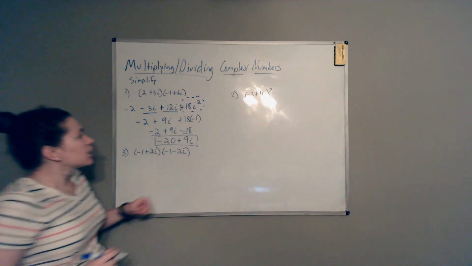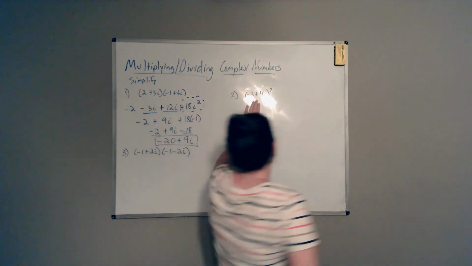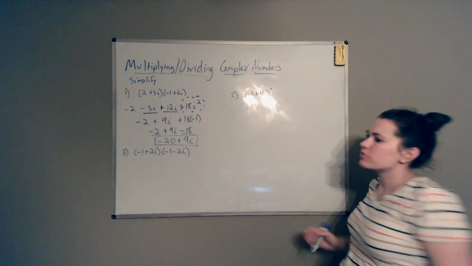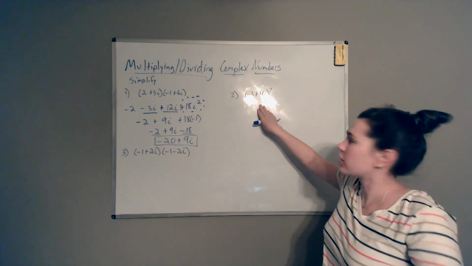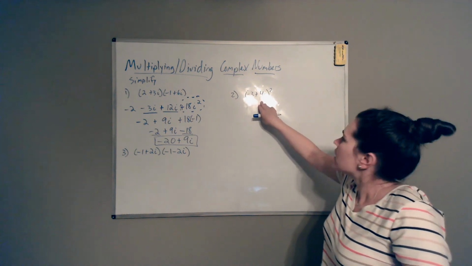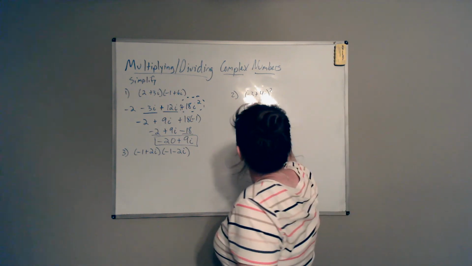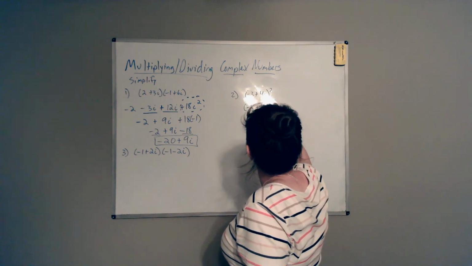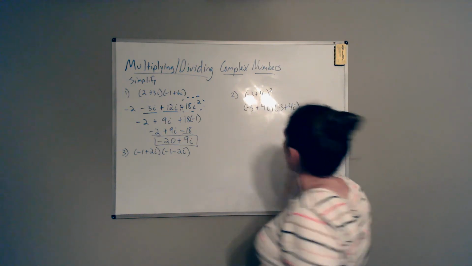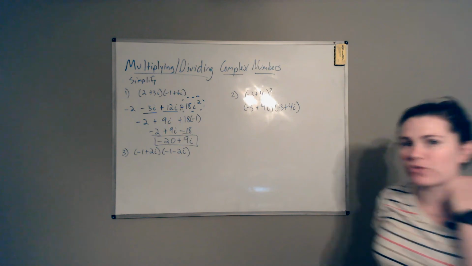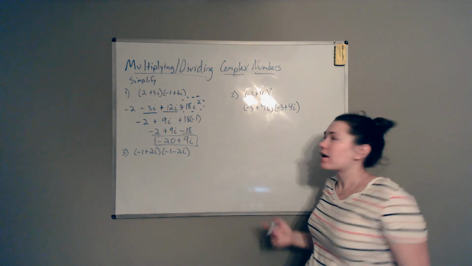So this is negative 20 plus 9i. In number 2, we have negative 3 plus 4i squared. There's no property of exponent going on here because I don't have a product inside. So the only way to simplify this is to write it out. This is the same factor twice. So we write it as negative 3 plus 4i times negative 3 plus 4i. And now we multiply it out.